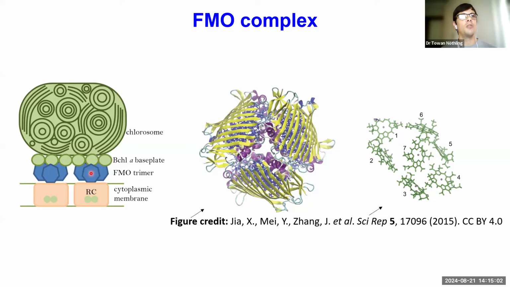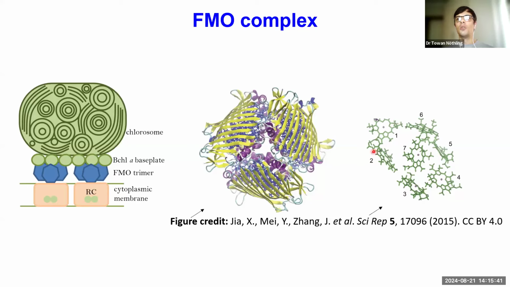From the FMO, Fenna-Matthews-Olson complex, excitation is transferred to the reaction center from where energy-rich compounds are manufactured. So now let's consider the FMO trimer in more detail. Here I show the FMO trimer. This trimer consists of many pigment molecules. In each monomer, there are many pigment molecules, the dark blue interiors. And these pigment molecules are embedded in a protein framework. The protein is shown in yellow and purple ribbons.